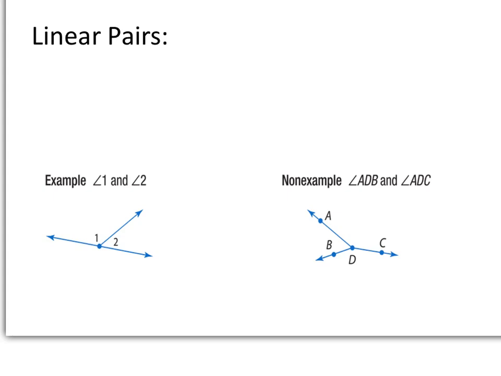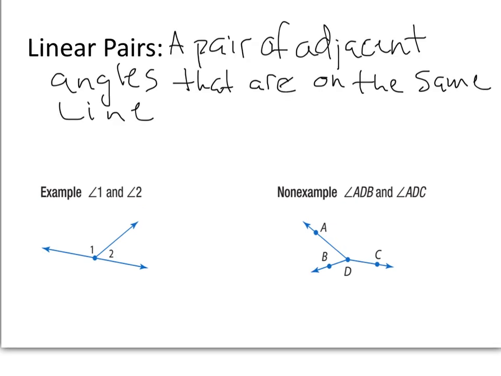The fifth relation we're going to talk about are linear pairs. Linear pairs are a pair of adjacent angles that are on the same line. Our first example of linear pairs are down below on the left. As you can see by the diagram, angle 1 and angle 2 are on the same line. Also, angle 1 and angle 2 are adjacent, meaning next to. Therefore, we can say angle 1 and angle 2 are linear pairs.